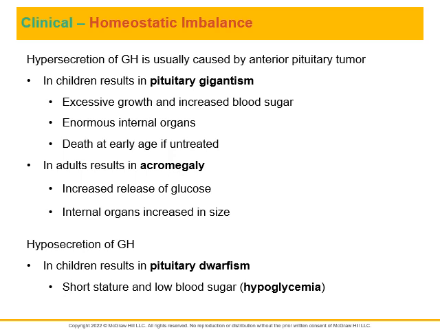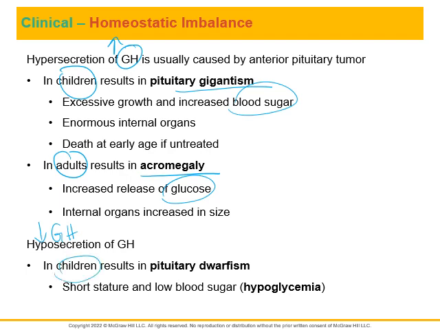So if you have increased growth hormone, if you're a child, it's going to cause gigantism. If you're an adult, they call it something different, acromegaly. You're the correct size, but it does cause internal organs to increase in size and release of glucose. And again, high blood sugar is not really good for your kidneys. For hyposecretion, if you have low amounts of growth hormone in children, that's going to result in pituitary dwarfism. This is not the same thing as achondroplasia, which is a genetic condition that causes dwarfism. So there's something wrong with the growth hormone that should be secreted from your anterior pituitary.